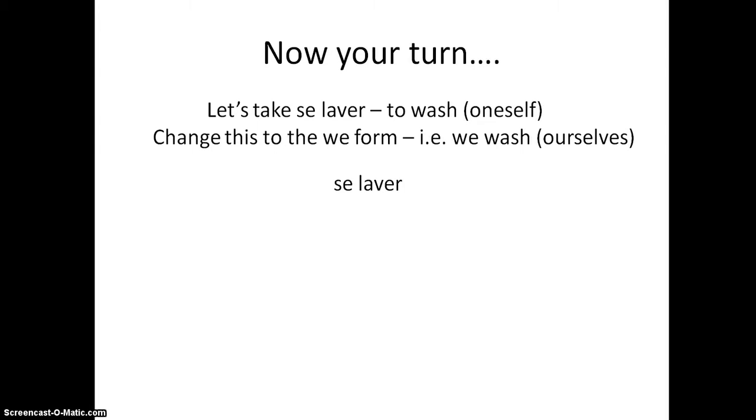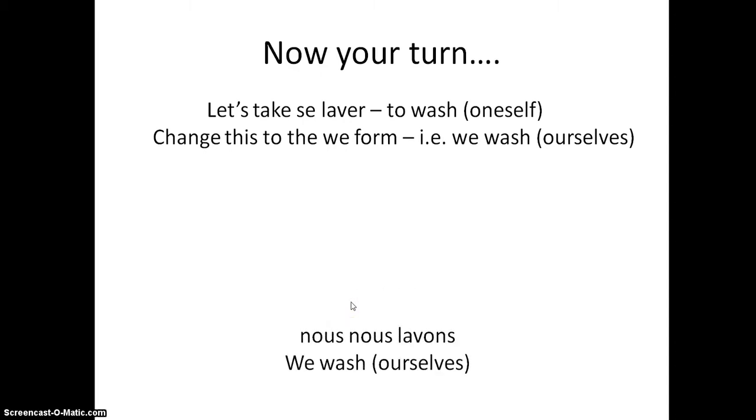Okay, so we've got se laver, so you should have taken the se off to give you laver. Then we change it to the nous form for the present tense, so nous lavons. And then we take the se out of our pocket and put it before our verb here, so nous se lavons. And then the se has to change to the right person, in this case nous. So our answer should be nous nous lavons. We wash ourselves. Or we wash, we'd probably say more commonly in English.